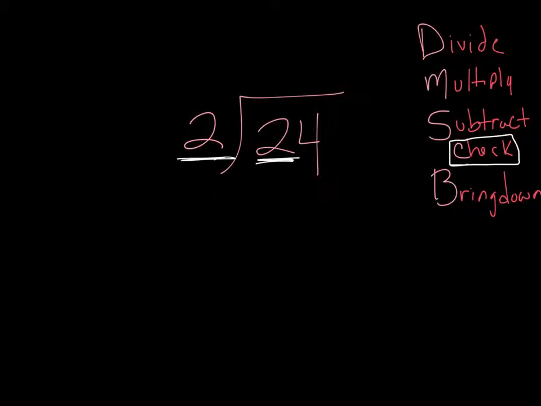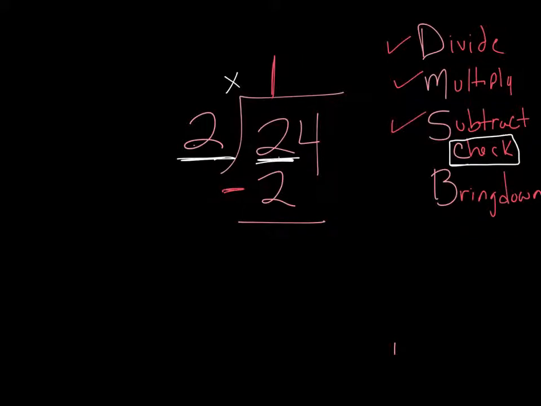And if it does go into the first digit, then we're going to go ahead and divide. 2 goes into 2. It goes into it 1 time. So we're going to put our 1 up there. We've now divided. And now we're going to multiply. And when we multiply, we're multiplying our answer, 1, times 2. So we're going to be multiplying 1 times 2 to get 2. We know now that 2 goes into 2 1 time. And if you multiply 1 times 2, you get 2. Now we've multiplied.